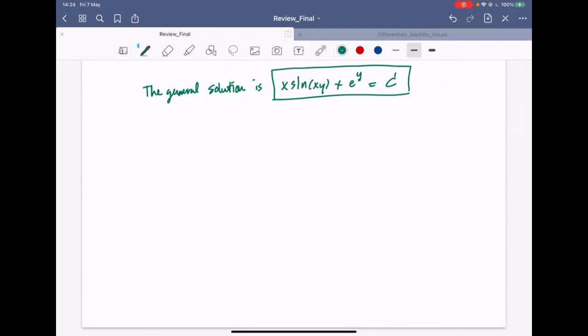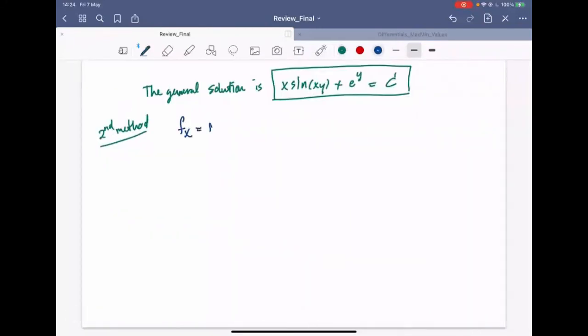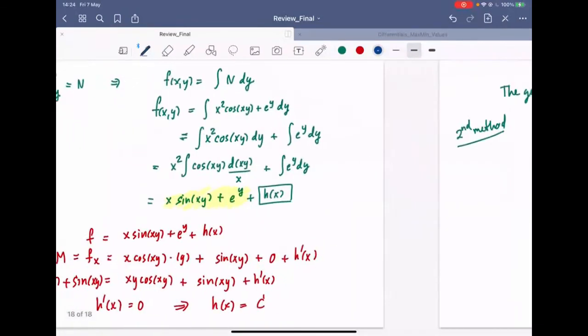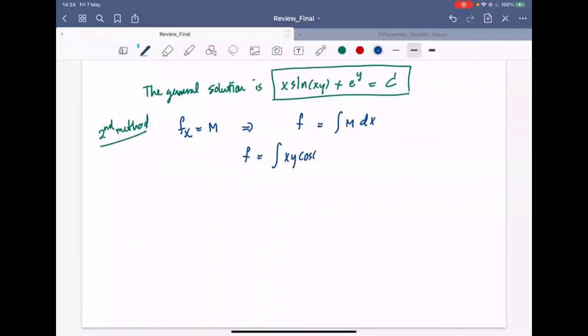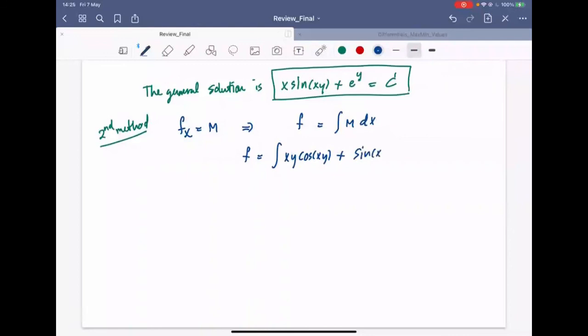However, if you go the tough way, it's still okay. So I'm going to do the second method. What if you start from f subscript x equal to M? Will you get the same answer? Yes. Let's do that. F equals integrate M dx. Your integration may be a little bit tough. What is my M? Xy cosine xy plus sine xy dx.